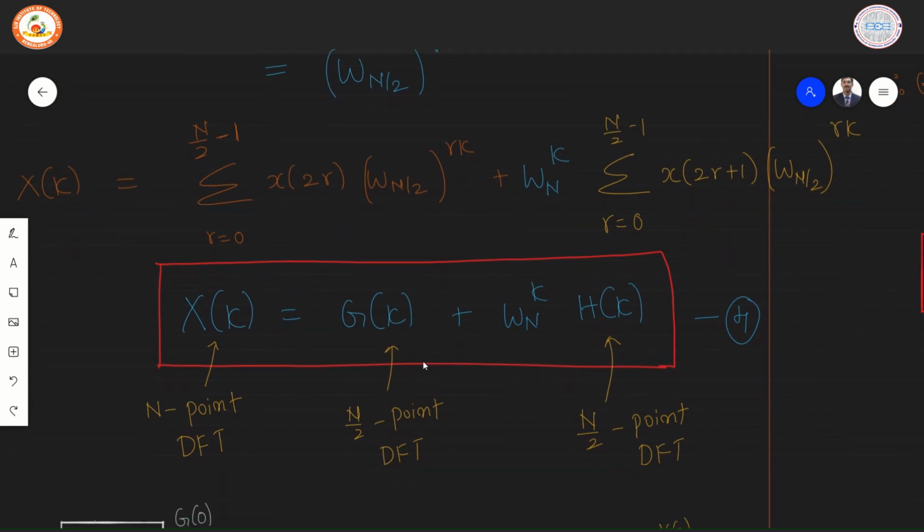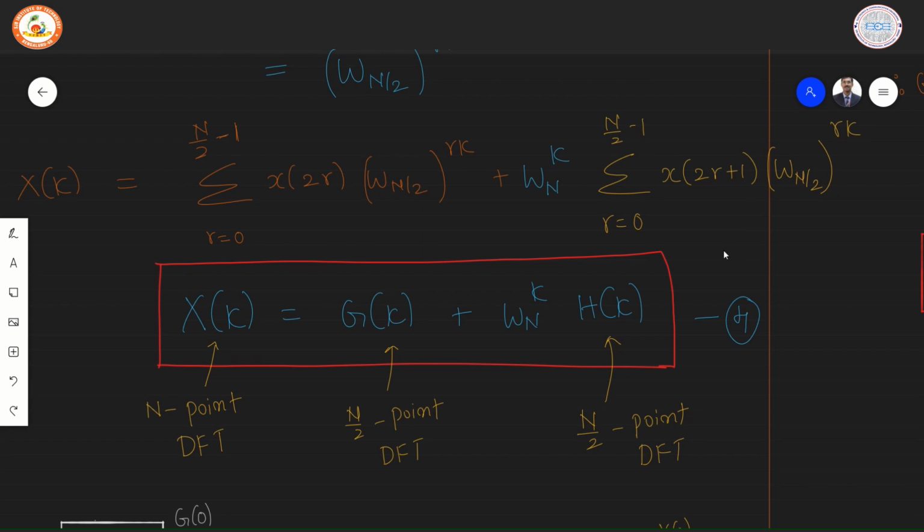Now, G of k represents an n by 2 point DFT. H of k also represents an n by 2 point DFT. This fact is confirmed by inspecting the limits. The limits are from 0 to n by 2 minus 1. This is an n by 2 point sequence. Also, the twiddle factor, you can see that the value of n here is now n by 2. So in total, we can consider each term here to represent an n by 2 point DFT.